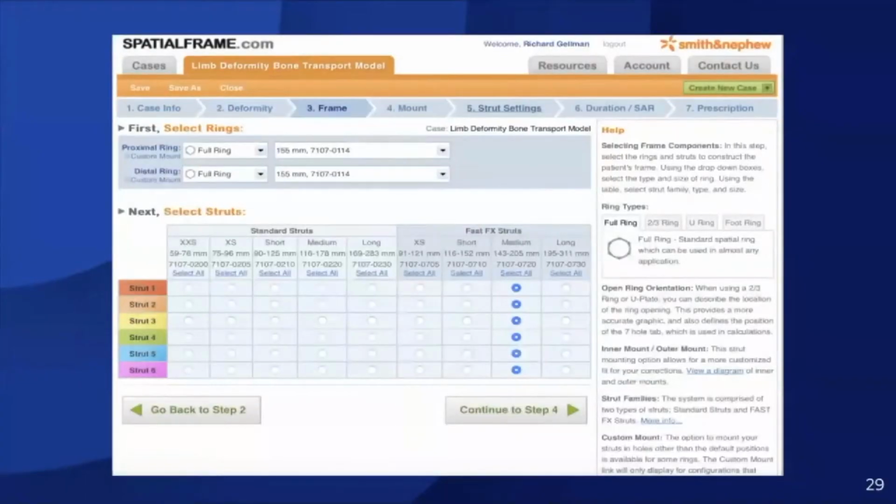Here, you're simply telling the computer what you put on the patient. So you've got proximal and distal rings, size, as well as shape, because you can have a 2/3 ring, or you can have in foot corrections, U plates or other types of rings. Then here you just click the box that says what struts you're using.